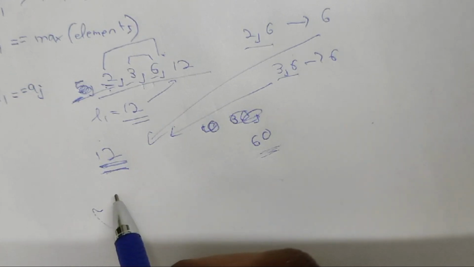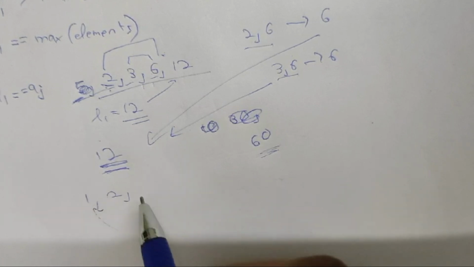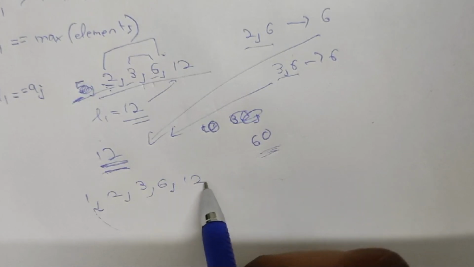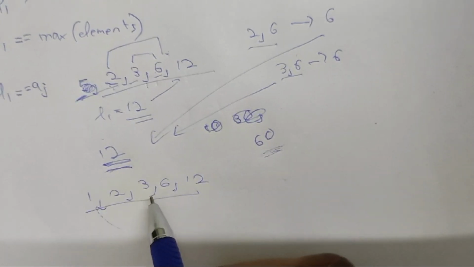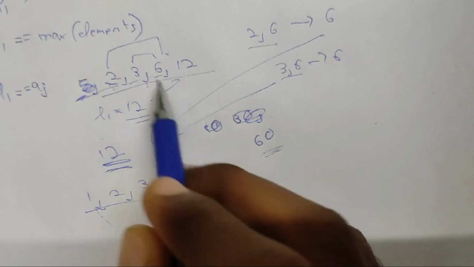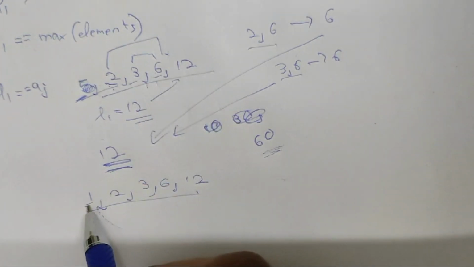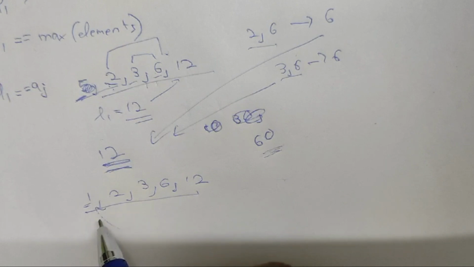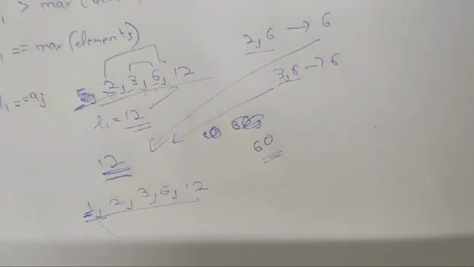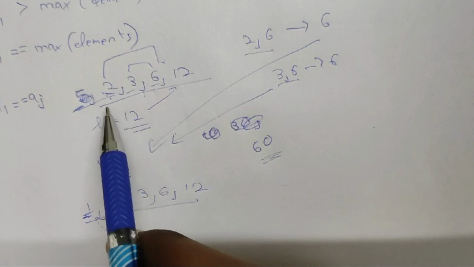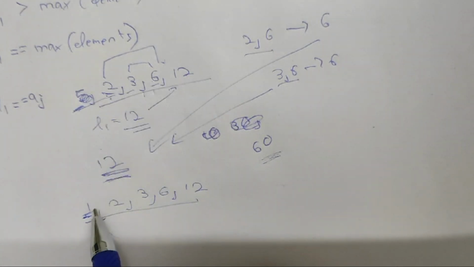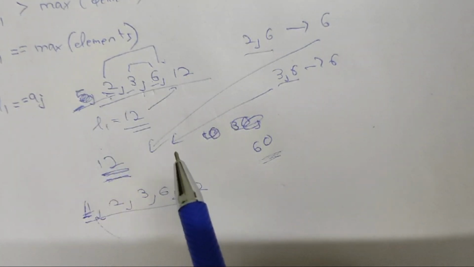So what do I mean by this? What are the factors of 12? The factors of 12 are 1, 2, 3, 6, 12, right? Since every factor is present in the array, okay, 1 is not present in the array, right? So since 1 is not present in the array, we can try to form 1, but no elements will make us form 1. So that will not be possible.